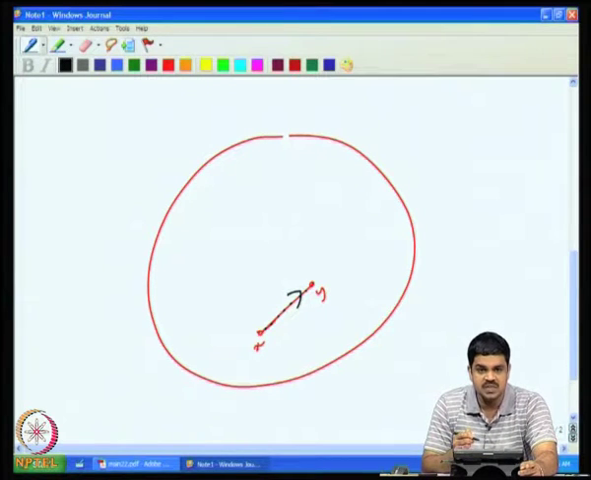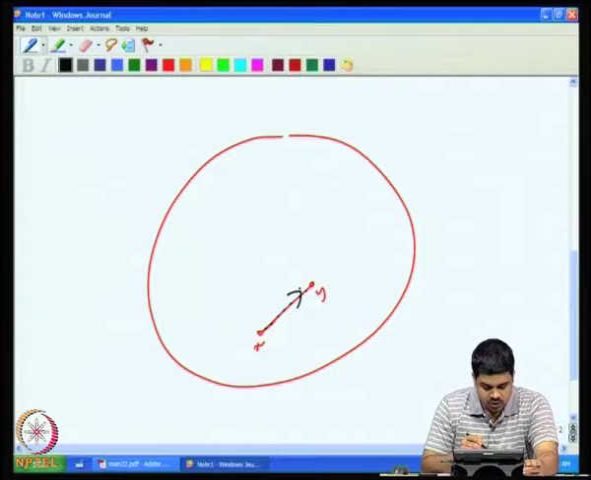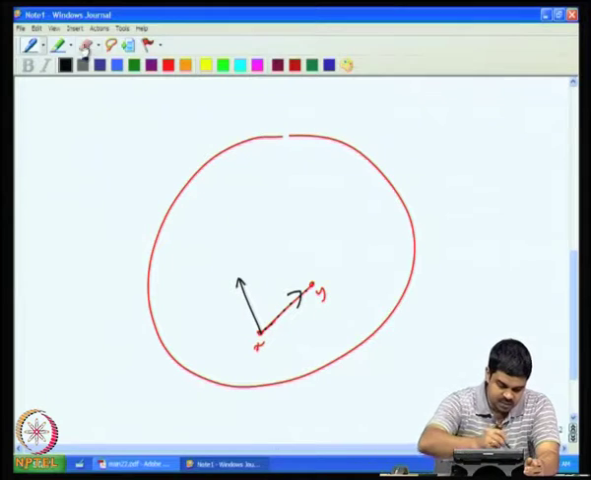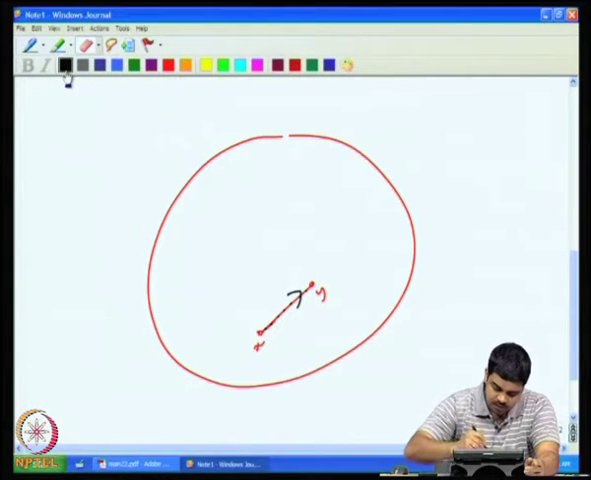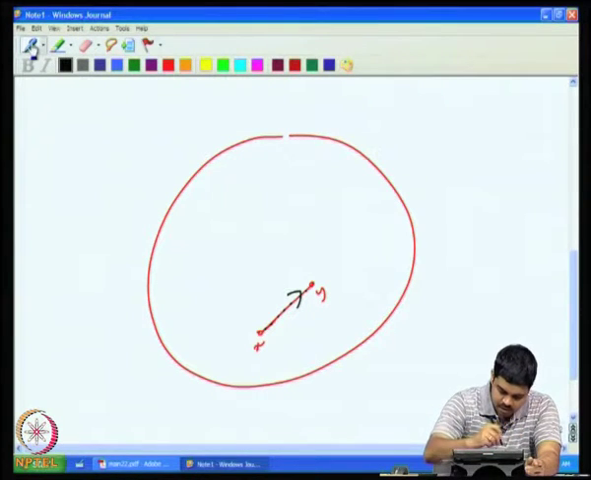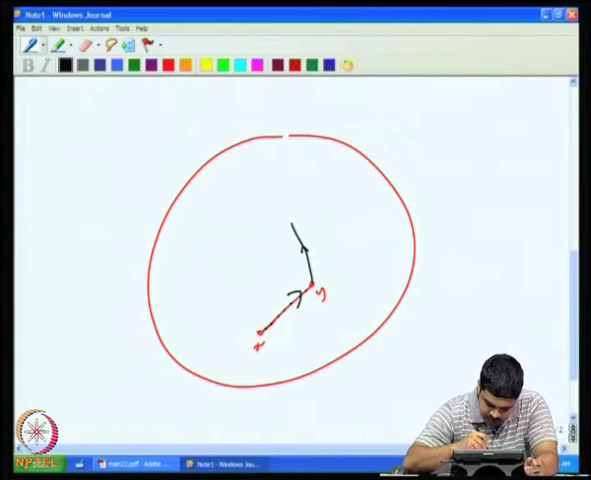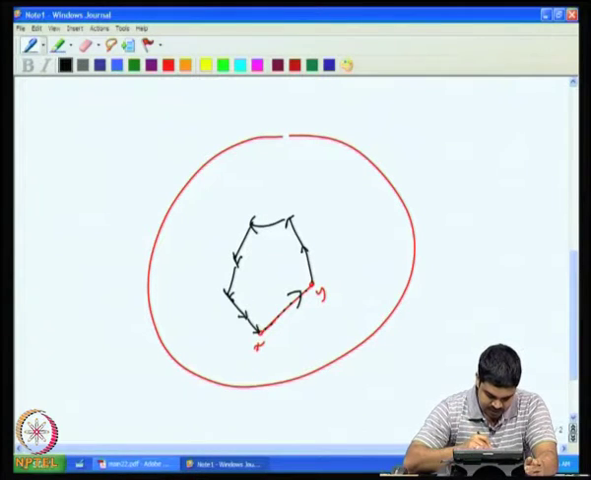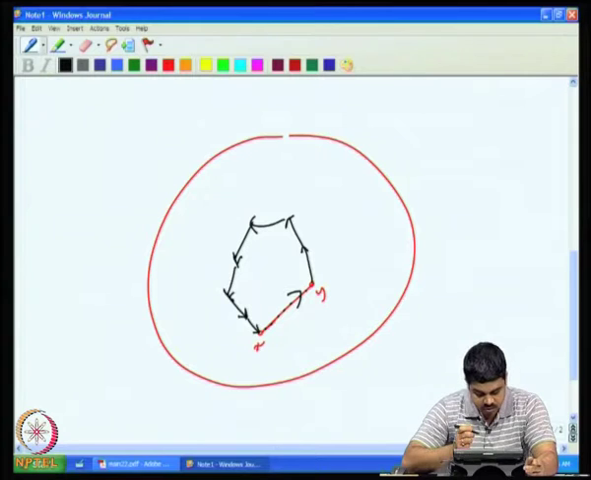Why? Because D dash was selected as a maximal acyclic subgraph of D. Therefore, when you add xy, there should be a directed cycle. Which means that in D dash there should be a directed path going like this and somehow reaching here. It should be possible to start from y and reach x like this. This is what we know.